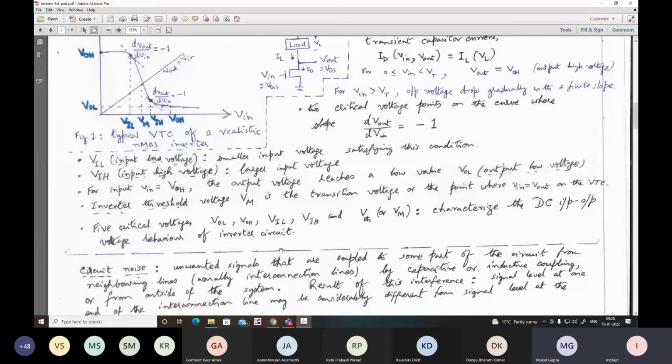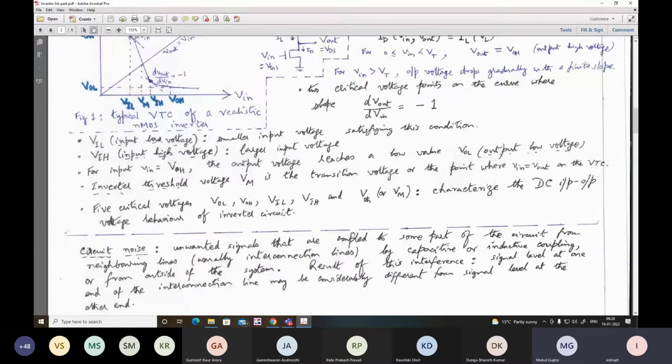So circuit noise means something undesired, unwanted signals that are coupled to some part of the circuit from neighboring lines, usually the interconnection lines. And this happens due to capacitive or inductive coupling. That means voltage suddenly drops. It can also rise, that means noise can be positive or negative in effect.